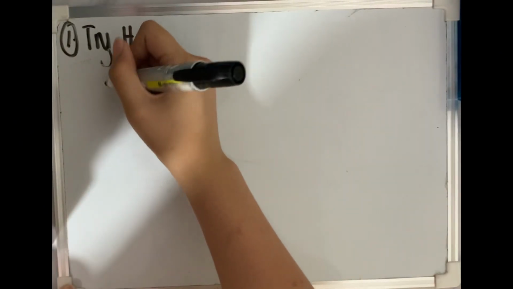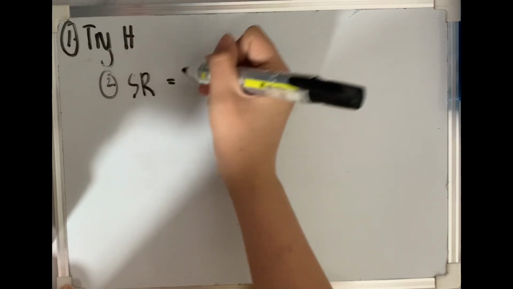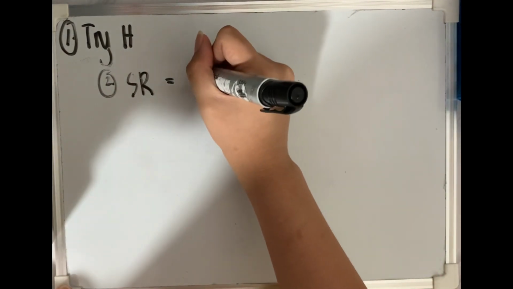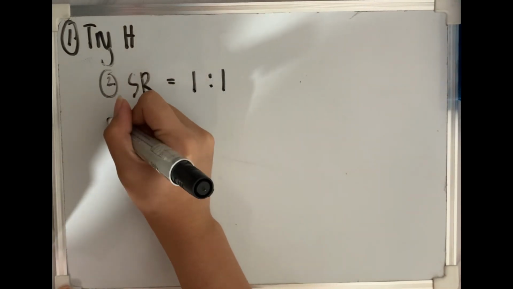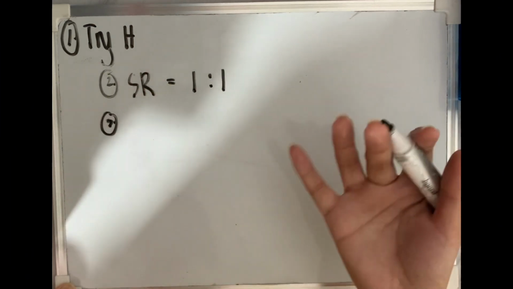The next step is we need to get the stoichiometric ratio of the product to the reactant in a given equation. So we already know that the stoichiometric ratio is 1:1. So next is we need to calculate the number of moles of each reactant.